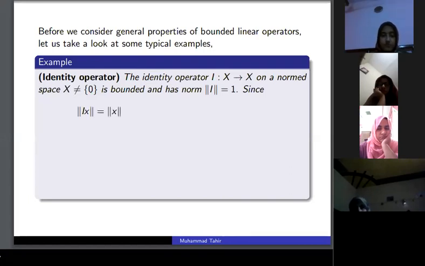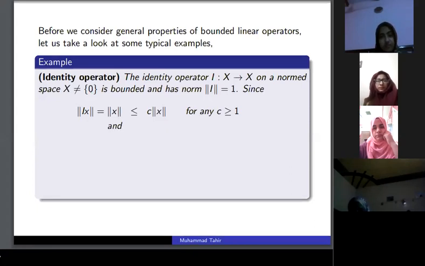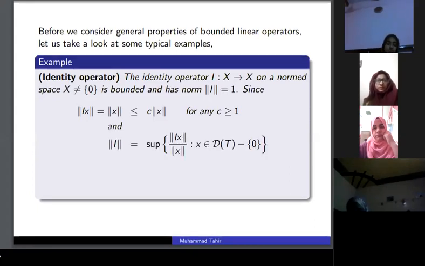Since, as we know, I of X is equal to X, so the norm of I of X will be equal to the norm of X. And we can write that the norm of X is less than or equal to C times the norm of X for any C greater than or equal to 1. So this satisfies the definition of a bounded operator, because the norm of Ix is less than or equal to C times the norm of X, hence I is bounded. Further, we can calculate the length of I. By the definition, the norm of I is the supremum of the norm of Ix over the norm of X.